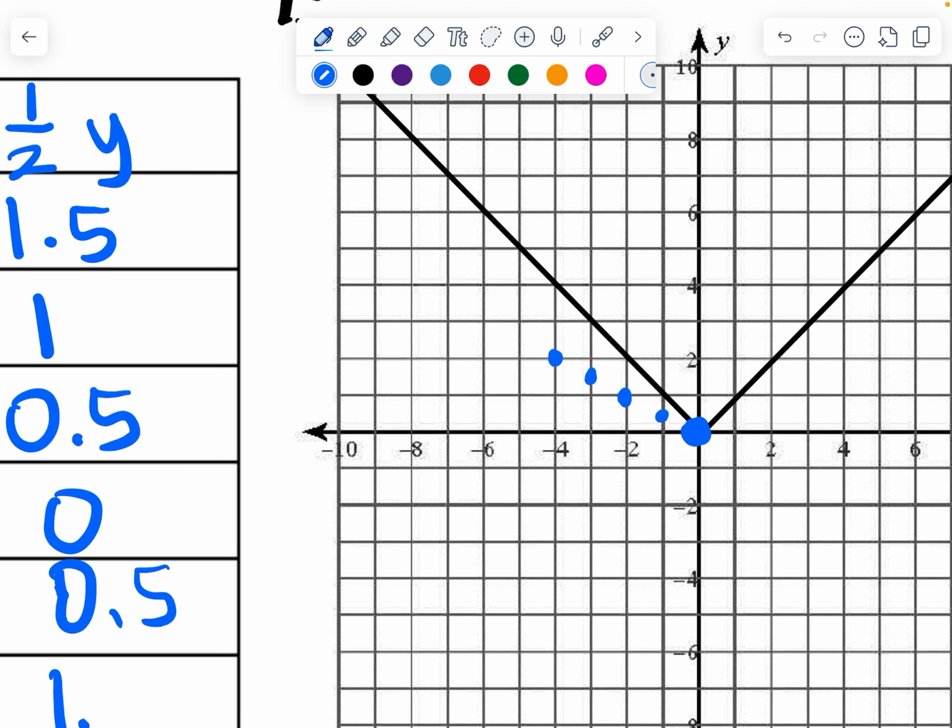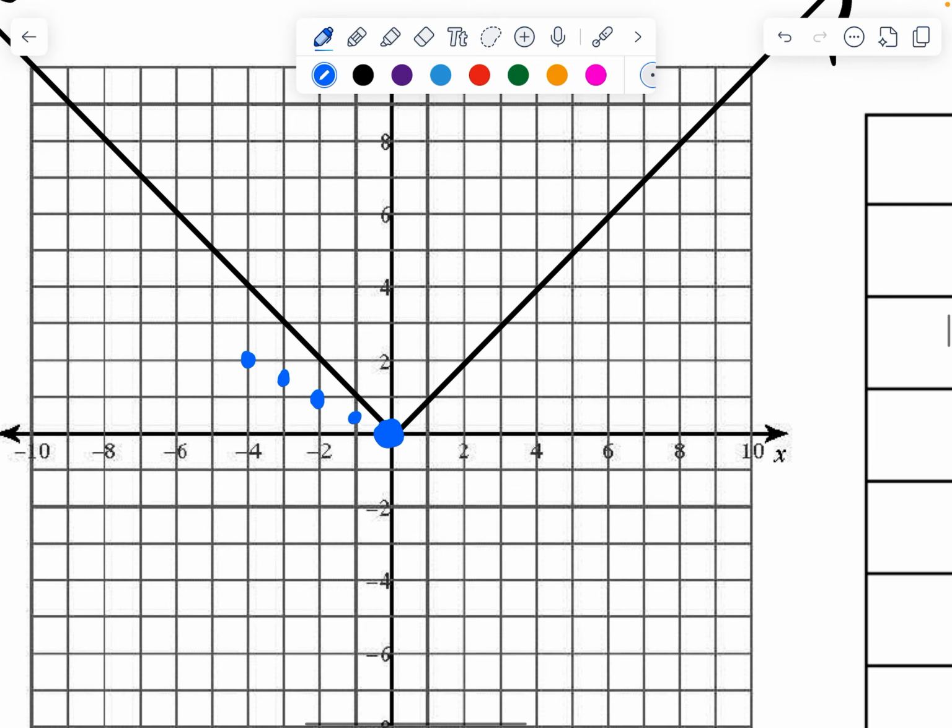Okay. And if I'm coming over here, 1 is half, 2 is 1, 3 is 1.5, 4 is 2. Well, that was horrible. There we go.